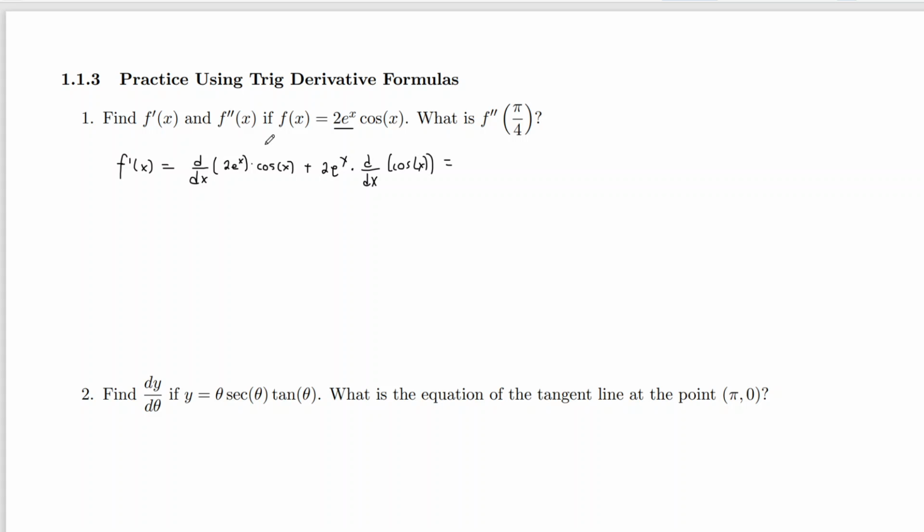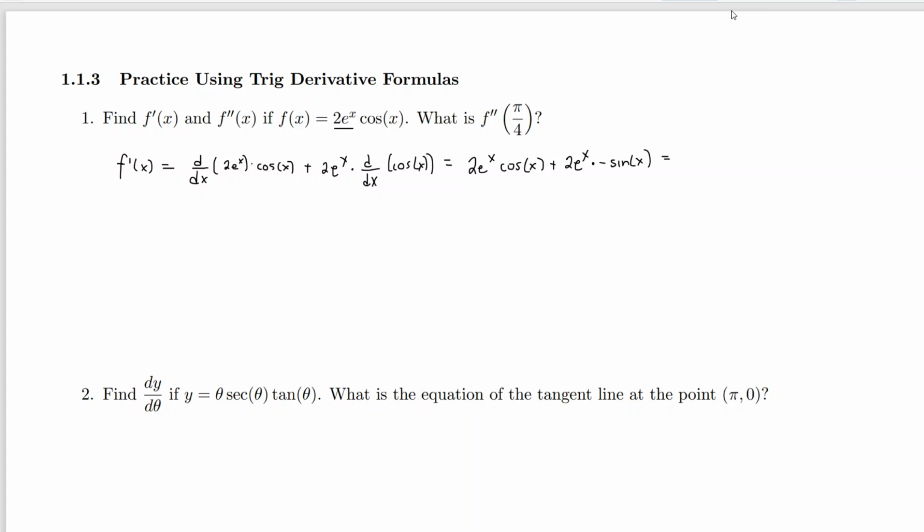Now do the 2 indicated derivatives. The derivative of 2e to the x is itself, so that's 2e to the x times cosine of x. I'm getting ahead of myself looking over here. Plus 2e to the x. And what's the derivative of cosine of x? That is negative sine of x.